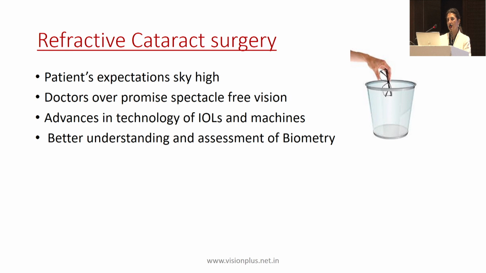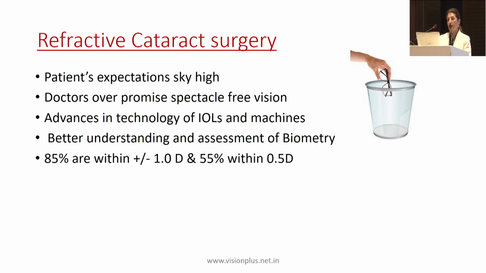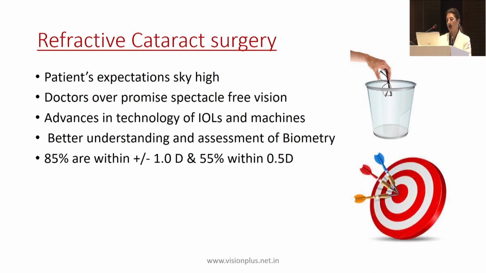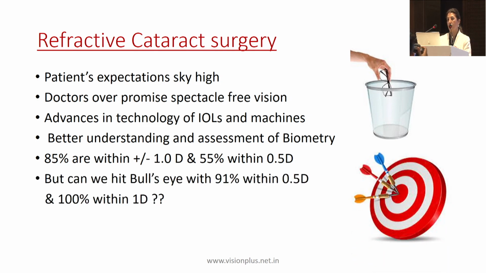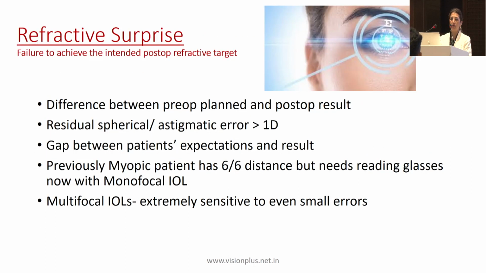Although the advances in technology, IOLs and machines, and a much better understanding and assessment of biometry have helped us get there, and most of us, about 85%, are within plus minus 1 diopter, and 55% of patients have been shown to be within 0.5, the target that we really need to achieve to hit the bullseye is that 91% should be within 0.5 and 100% of our patients should be within 1 diopter. So what do we understand by a refractive surprise? It's basically a failure to achieve the intended post-op refractive target.